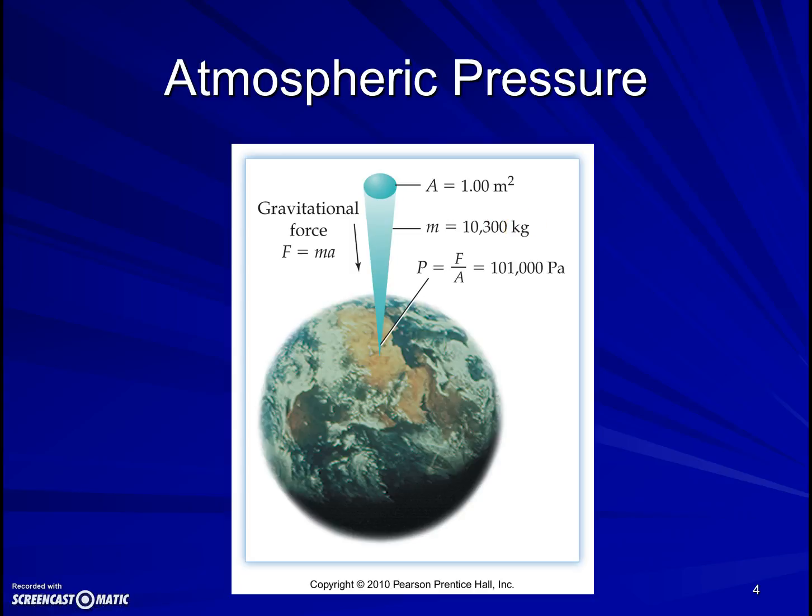So if we multiply that mass by acceleration due to gravity to get a unit of weight, of force, and then divide by area, we find out that the pressure is 101,000 newtons per square meter, or kilogram meters per second squared per meter squared. And what that works out to, if we do the unit conversions on it, is 14.7 pounds per square inch.